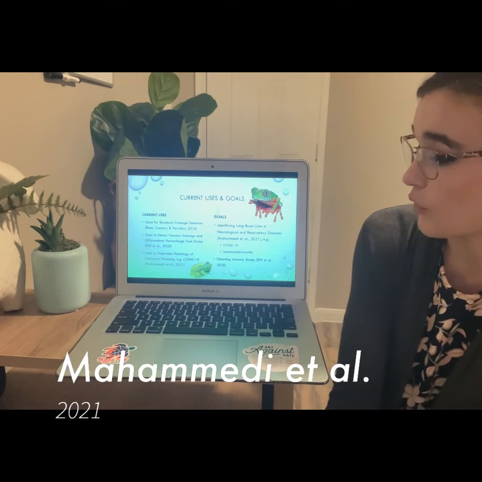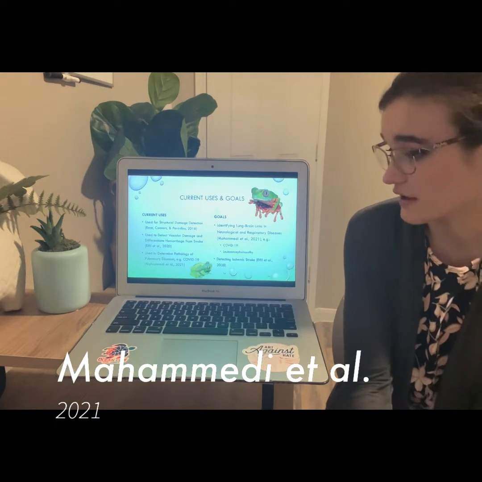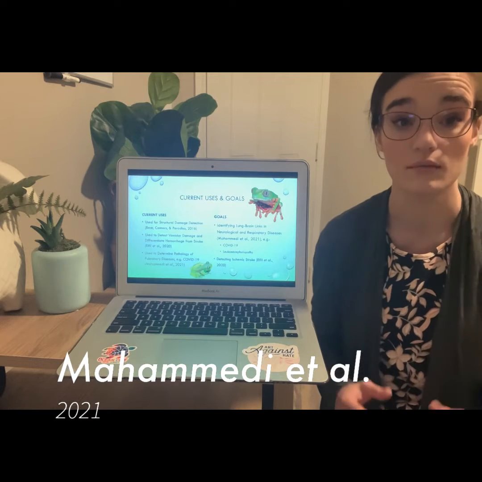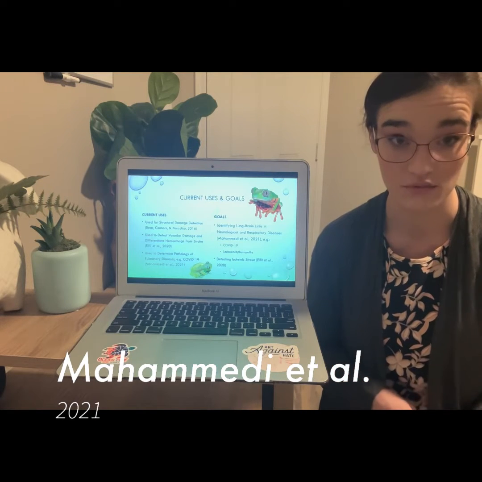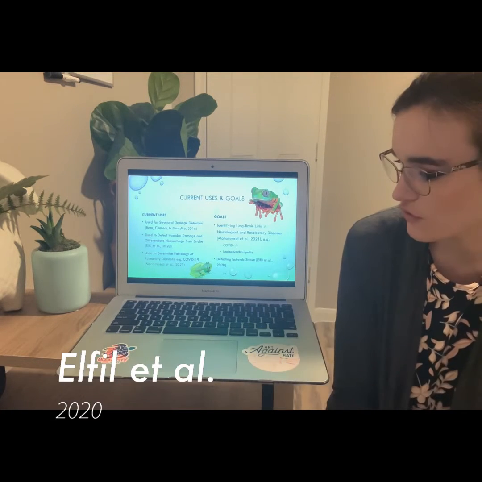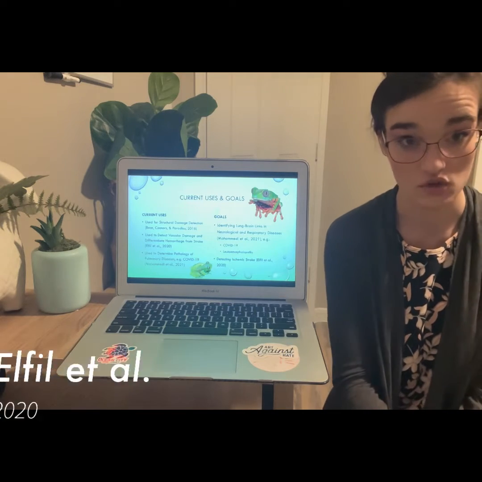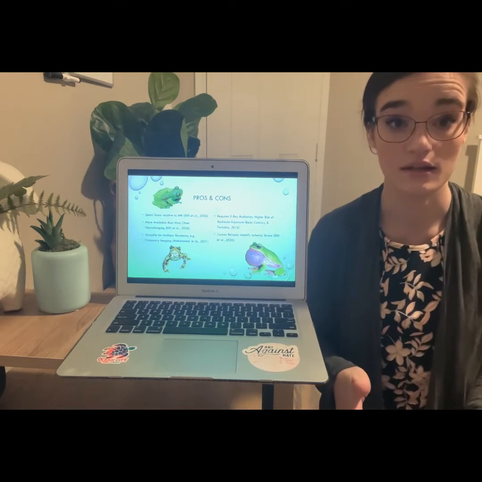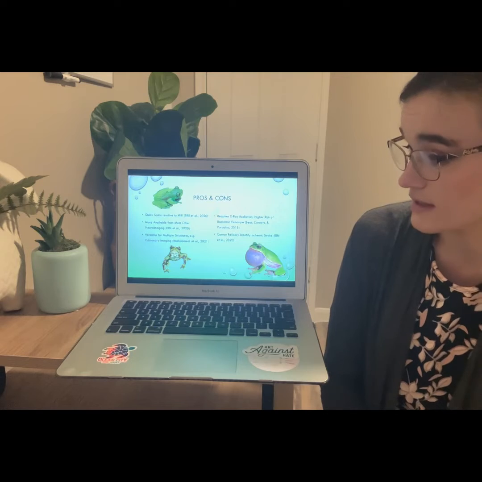And as of goals, researchers are planning on identifying lung-brain links in both neurological and respiratory diseases. And another goal involves detecting ischemic stroke. So there are a good list of pros and cons for CT.